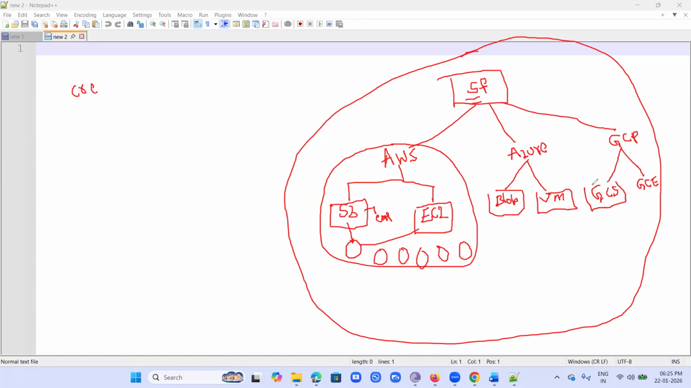Any questions, team? Is Snowflake cloud architecture clear?